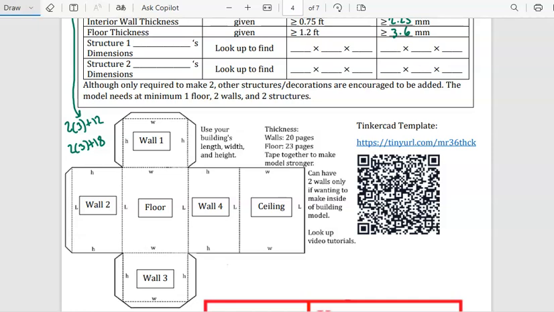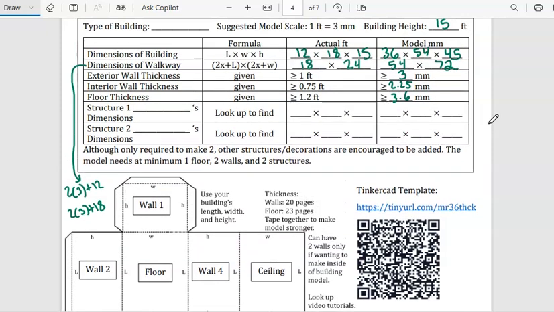If you're making a model out of paper, just to see the thickness with the walls, that'd be about 20 pages. For the floor, 23 pages. You can use cardboard or any other materials that you can gather. If you would rather do it on Tinkercad, you could go to the template, and change your dimensions with the template to the ones that match yours. There are many structures that you can use that are already pre-made to help you decorate your models.